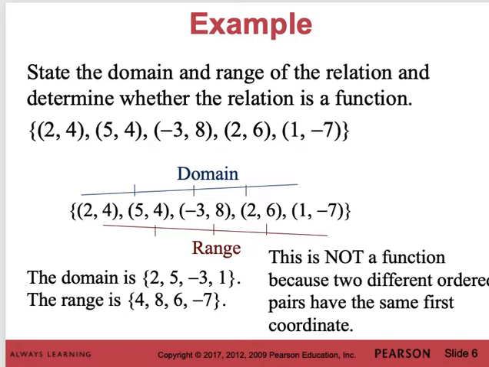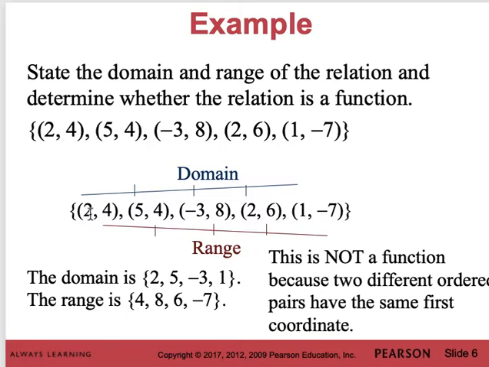So state the domain and range of the relation and determine whether the relation is a function. So our domain is 2, 5, -3, and 1. Our range is 4, 8, 6, and -7. So what do we notice? Well, I noticed that a y here is a 4 and a y here is a 4, and that's okay because the x's are different.